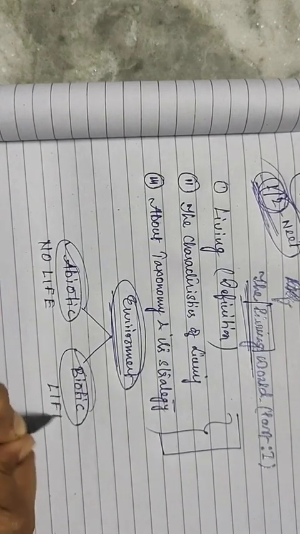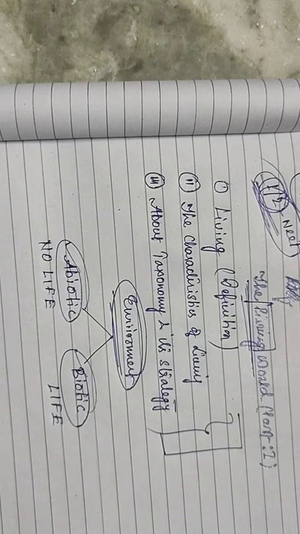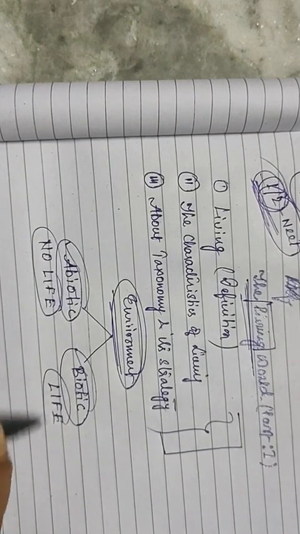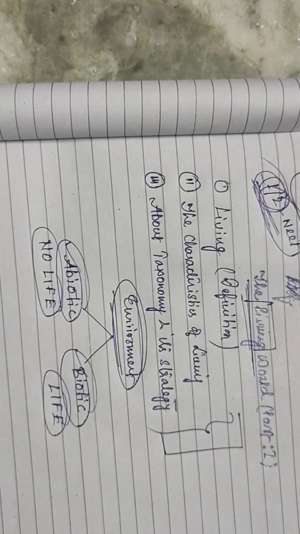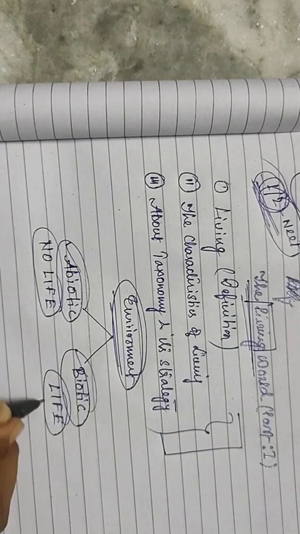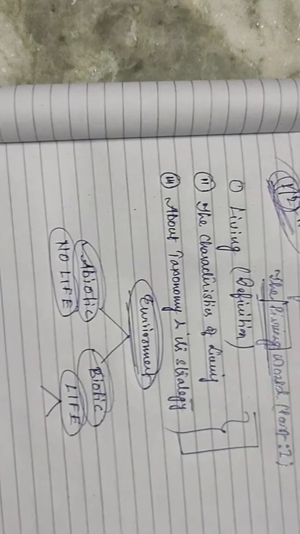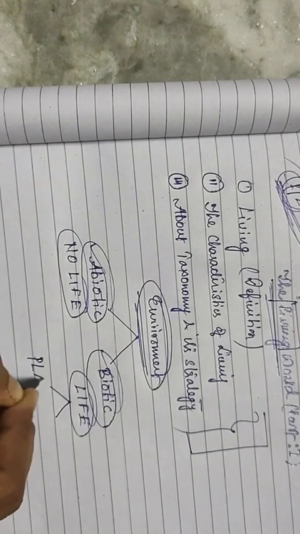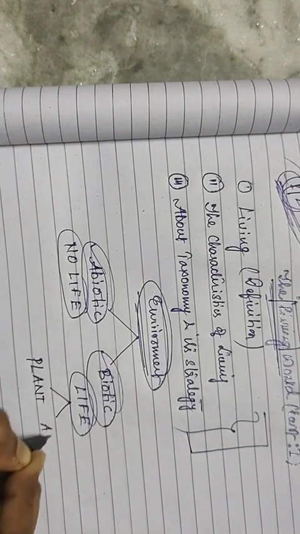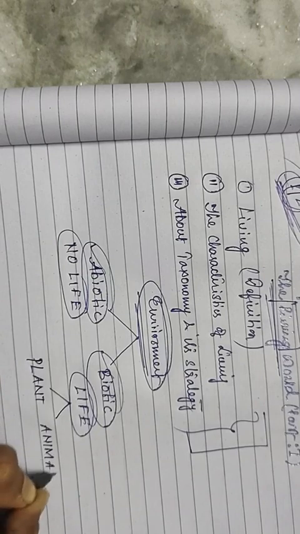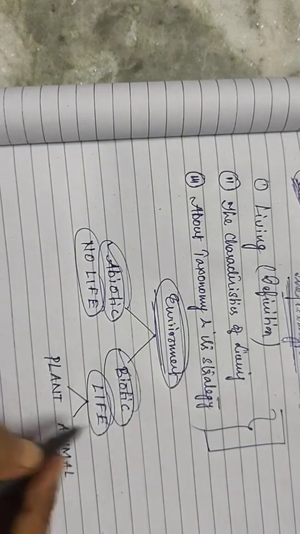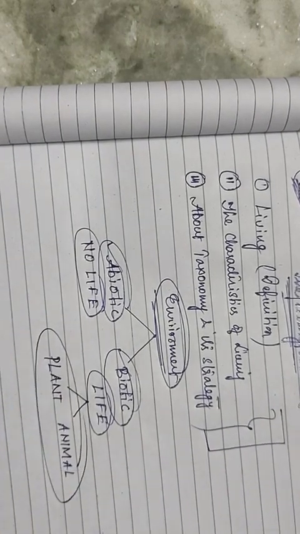It means it has life. These are the main features of the biotic and abiotic substances. Abiotic means no life, and biotic means that it has life. Clear? There are two types of biotic substance: plant and animal. In this chapter we will get to know about our living substance.